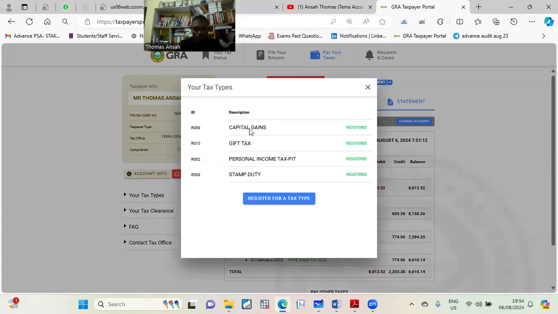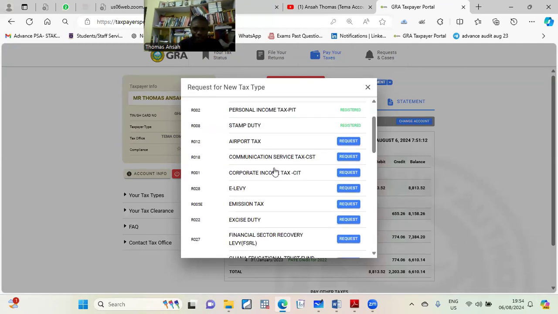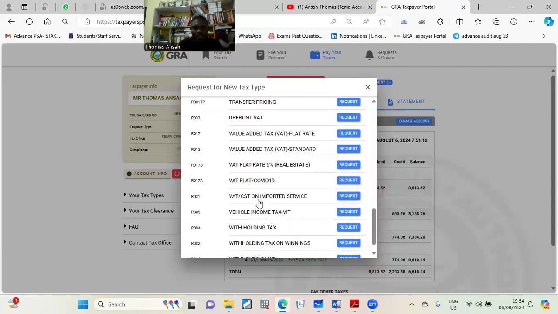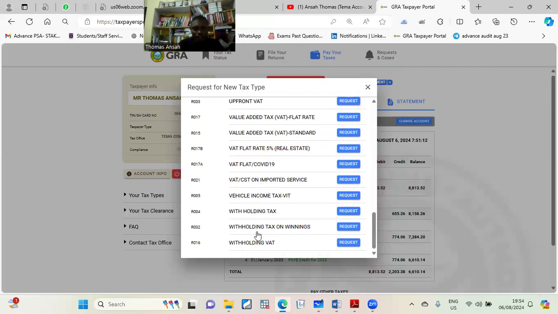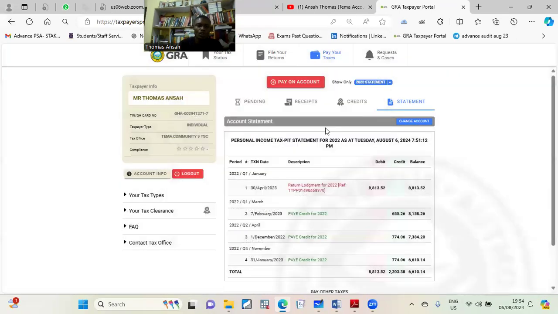If you want to register, you see the tax types that I've registered: stamp, PIT, gift tax, and capital gains. If I want to add more, I can now register for more. So these are the tax types: CST, airport tax, corporate income tax, they are all here. The ones that are applicable to you, you will select and request, and it will be added to you. So registration of a tax type is also part of the process.